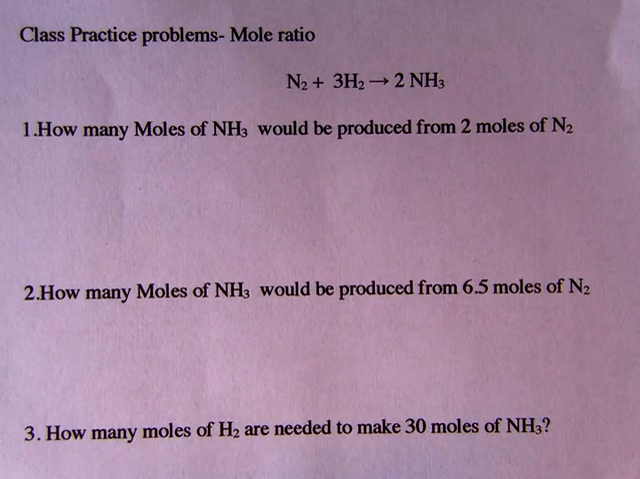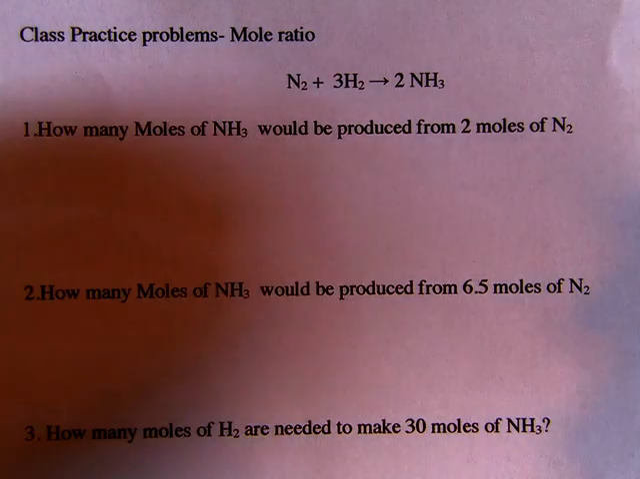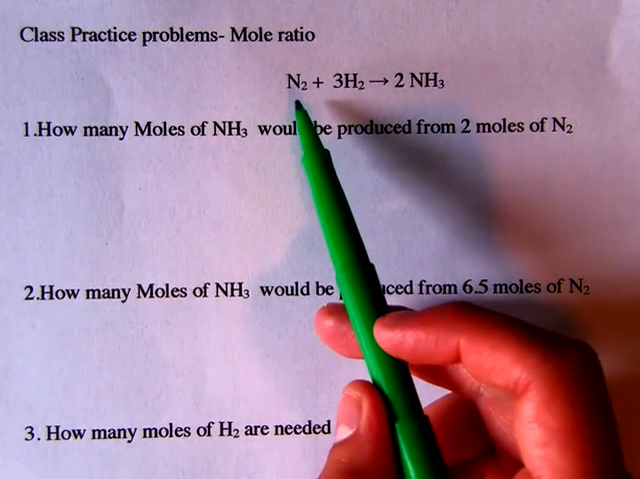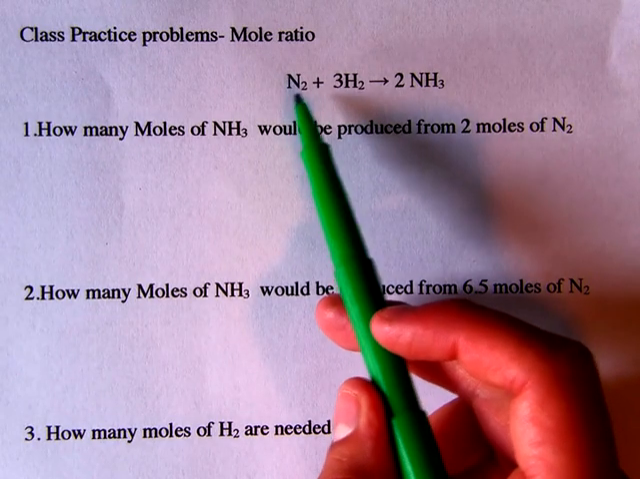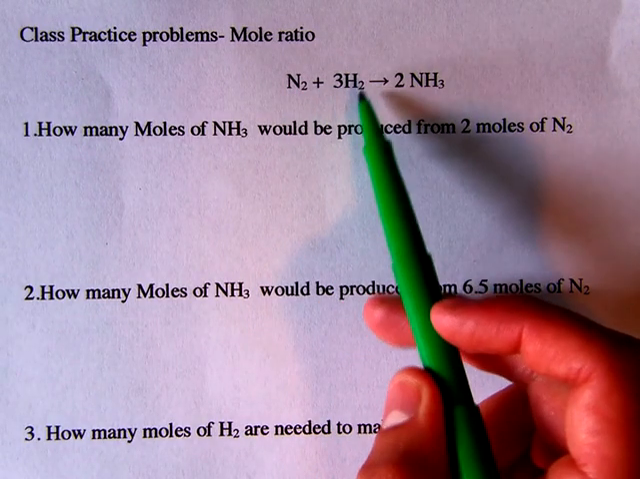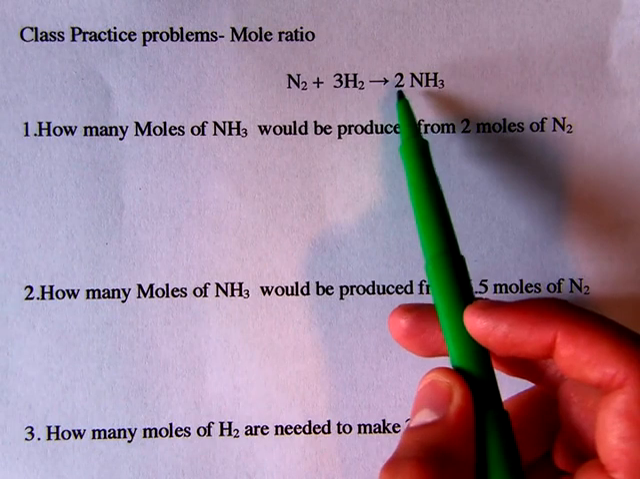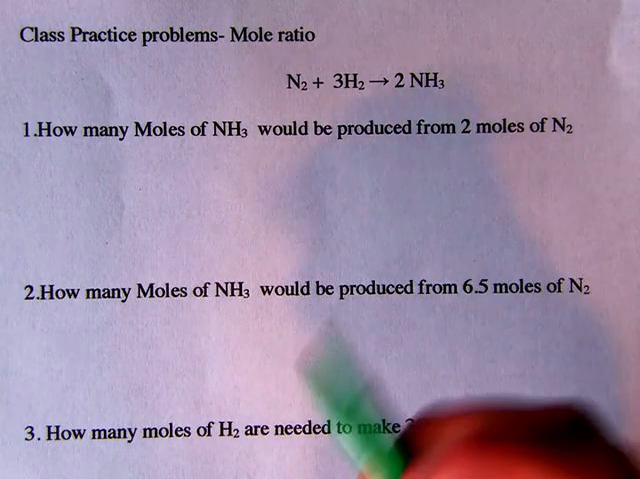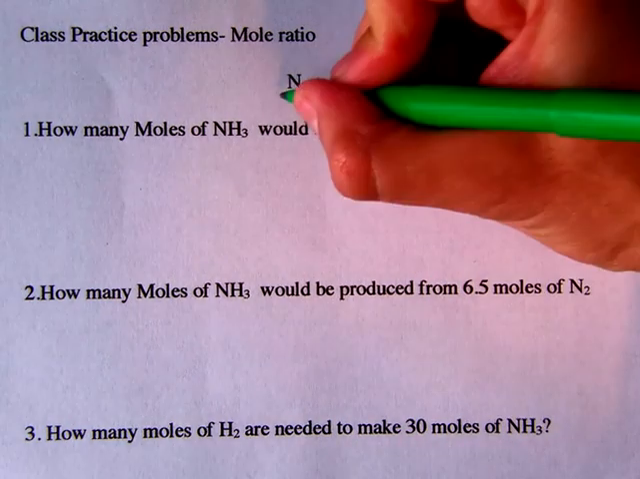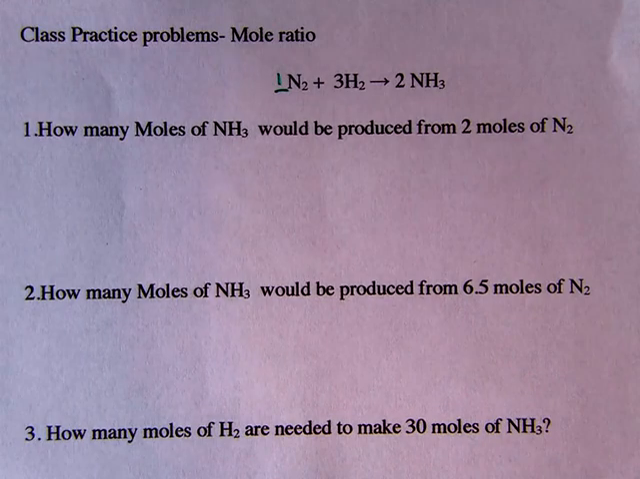Okay, so let's go ahead and look at our equation. This is our first equation here. It says we have 1 mole of N2 reacts with 3 moles of H2 to make 2 moles of NH3, ammonia. Okay, so there's an invisible 1 here. If that helps, you can put that invisible 1 there. Okay, all right, so let's look at our first practice problem.